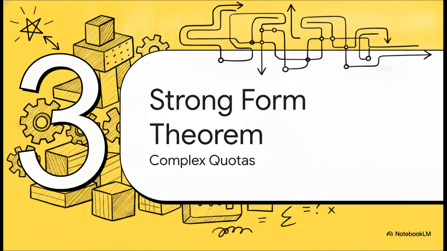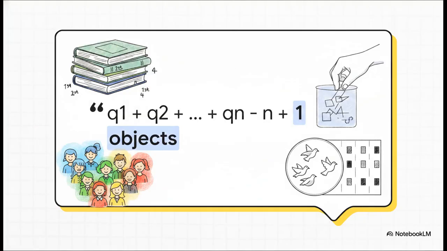Section 3. The strong form theorem. Okay, the strong form theorem gives us this formula. Q1 plus Q2 all the way to Qn minus n plus 1. Now don't let the variables intimidate you. This is absolutely perfect for complex problems that involve different specific quotas. For example, say you're forming a student club and you need either 10 freshmen, 8 sophomores, 6 juniors, or 4 seniors.